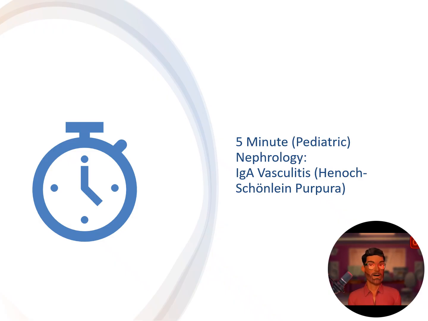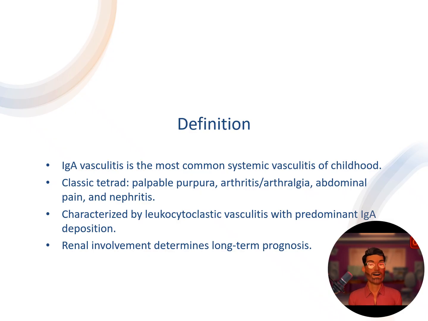Today we are going to learn about IgA vasculitis, all in about 5 minutes, but don't hold me to it. The definition of IgA vasculitis: it is the most common systemic vasculitis of childhood. It is a classic tetrad.